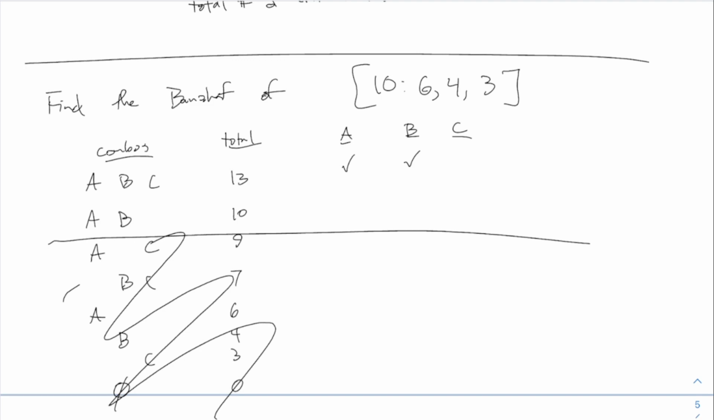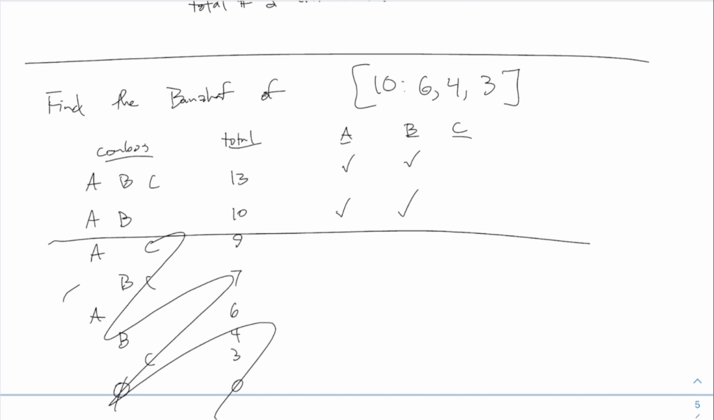If you give away the 6, then you don't make it to the quota, and if you give away the 4, then you don't make it to the quota. So that means A and B are both critical. And these are all the check marks. C is never critical. Actually, that's because if you think about it, C is a dummy in this system here.